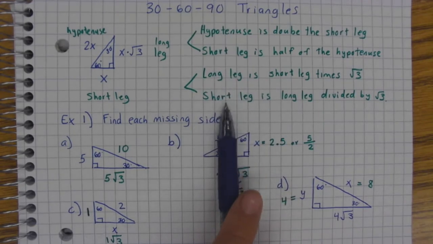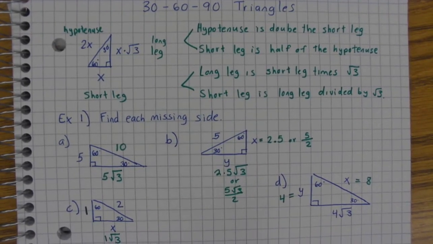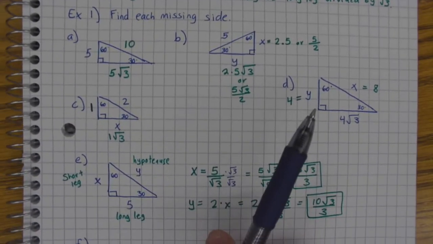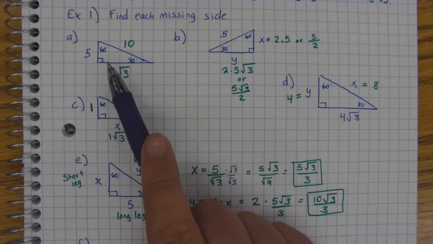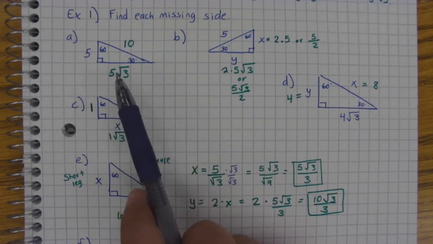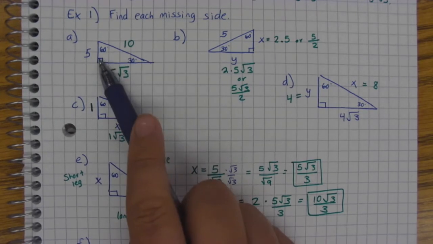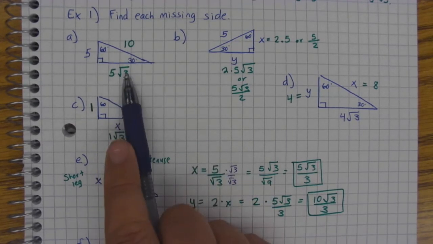So I wrote it down in words because this is going to help us figure out how to solve for missing sides of triangles. So let's do example 1 where it says find each missing side. So part A, basically the problem is what I wrote in blue, and then in green is the solution. Okay, so in blue is what you can get on an assignment or on homework. In green is the work that you do to solve it.